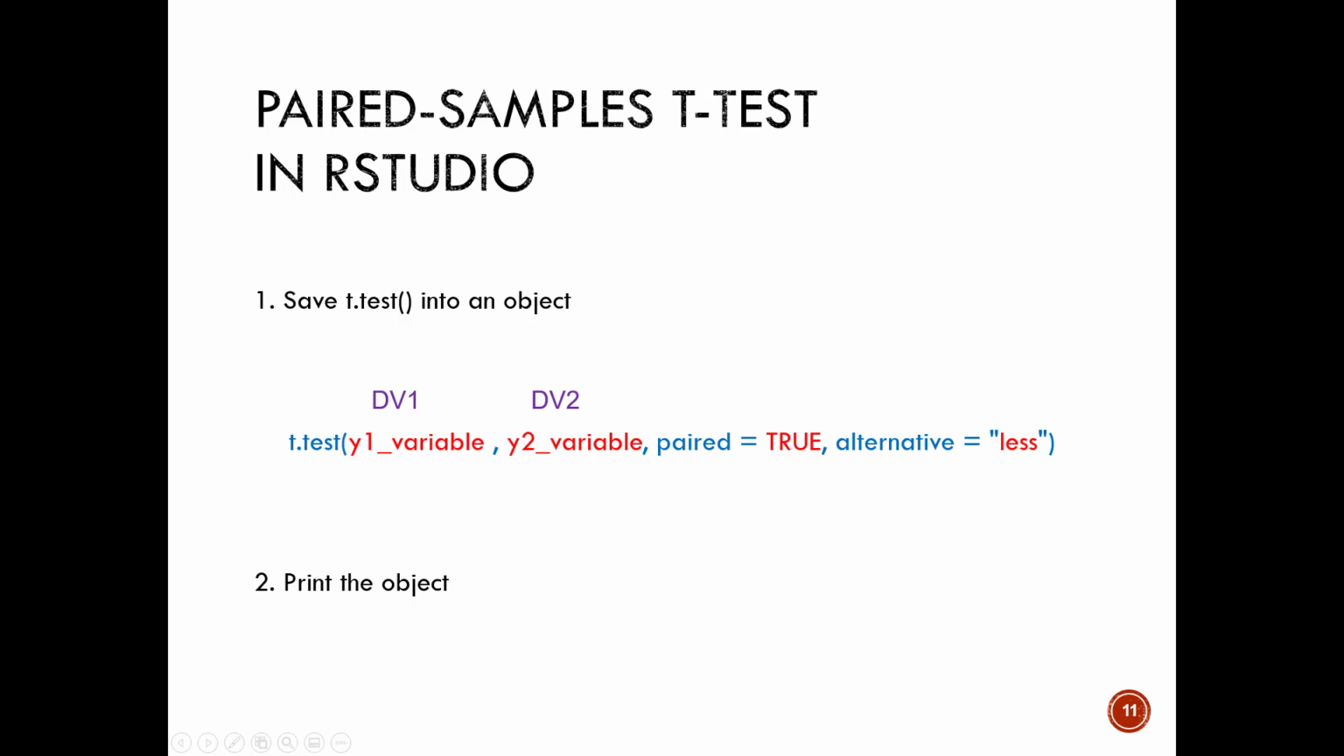And then there's the optional statement about alternative. You can use that only if you have a one-tailed test; you can leave that out otherwise. This is very similar in logic to what you saw before, where less means that dv1 is less than dv2, and greater means dv1 is greater than dv2, whatever you hypothesize. In our demo, we're going to test a two-tailed paired samples test, so we're going to leave this blank because two-tailed is the default. Once you have that object that contains the t-test, you just print the object.